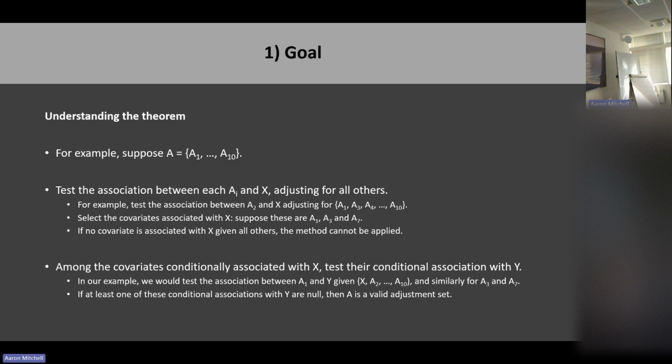So for example, we would test the association between A1, because it was one of the covariates selected in the first step, with Y, given X and all other covariates. And you're going to do the same for A3 and for A7. And if one of those three associations is no, then we conclude A is a valid adjustment set.